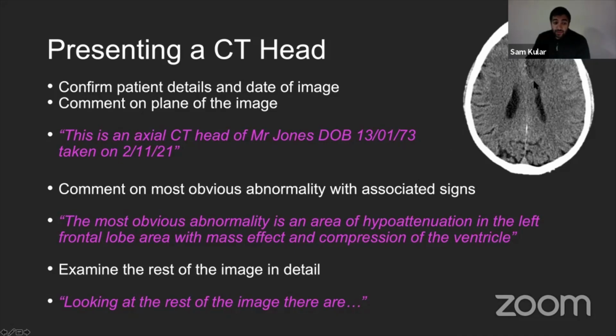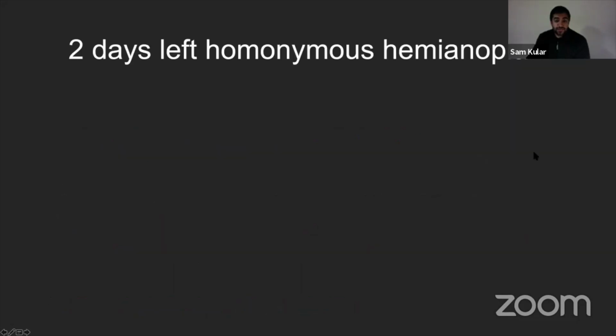So you would say, in this case, as we looked at this one earlier, an area of hypoattenuation in the left frontal lobe with mass effect, compression of the left lateral ventricle. That's just for exams. So I'm just going to have some cases now.